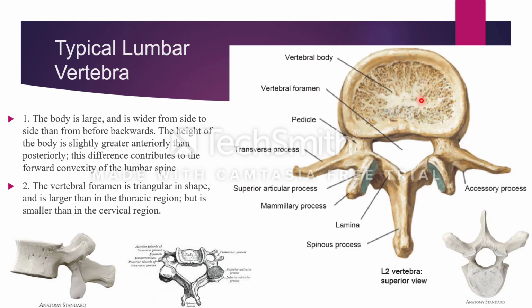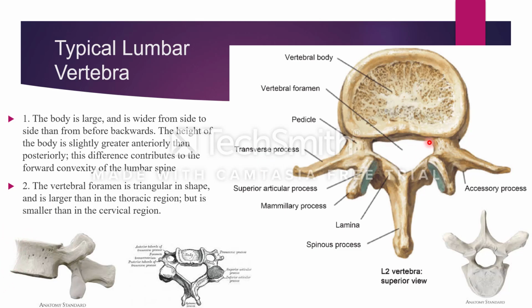The height of the body is slightly greater anteriorly. If you see here, the height of the body is slightly greater anteriorly as compared to the posterior length. This difference contributes to the forward convexity of the lumbar spine. See here, there will be forward convexity of the lumbar spine.